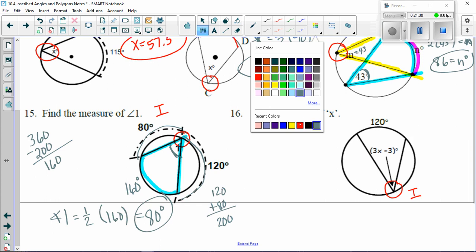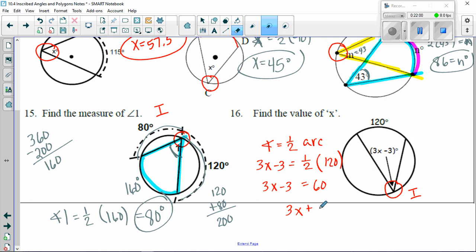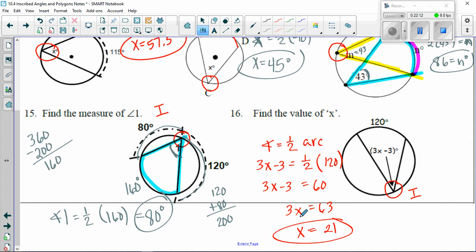All right, so let's do one more. I know that the rule is the angle is half the arc. Well, my angle is 3x minus 3, and that's half of the arc, which is 120. So 3x minus 3 is equal to 60. So add 3 to both sides. So 3x equals 63, and then divide by 3. 63 divided by 3 is 21. So x is 21.